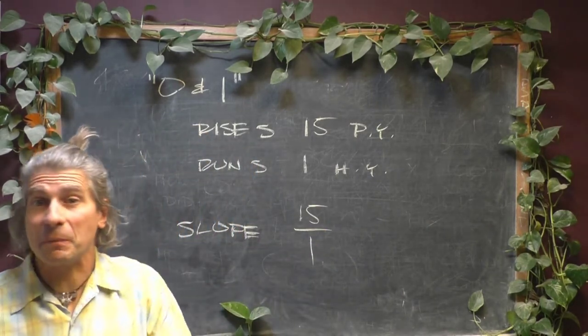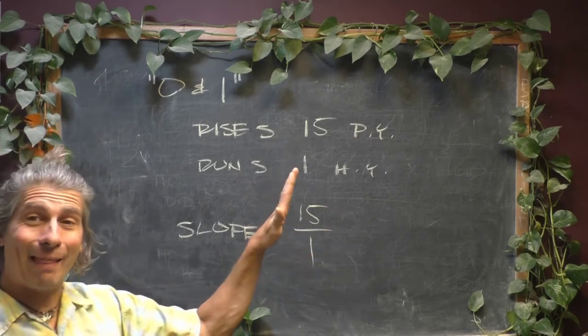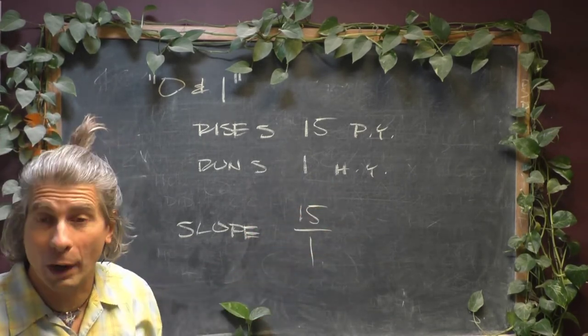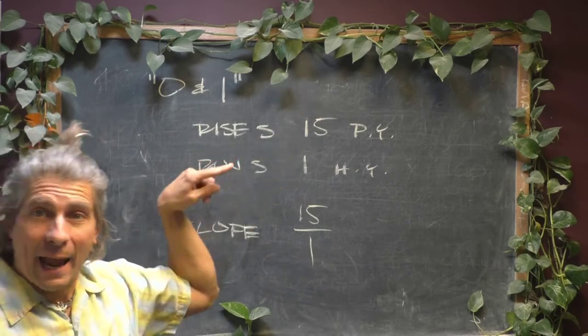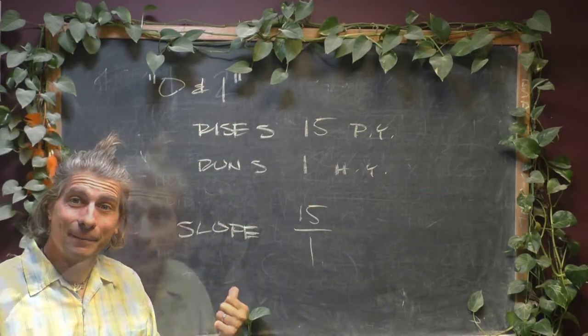That's it. Nothing fancy or crazy right here. The slope's just 15 over 1. So the tilt of that line is 15 to 1. It goes up 15 and it goes to the right 1. Okay? Let's do the next section next.